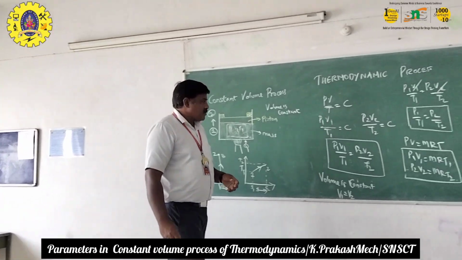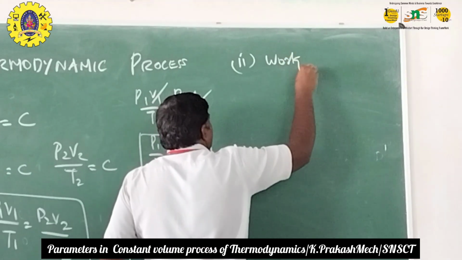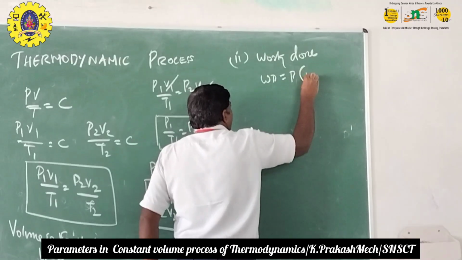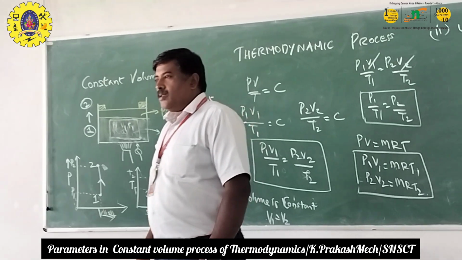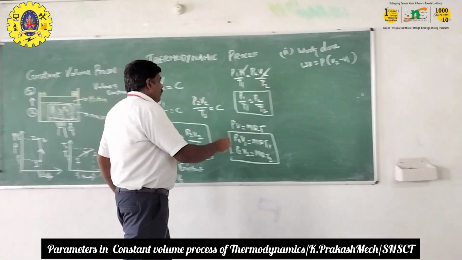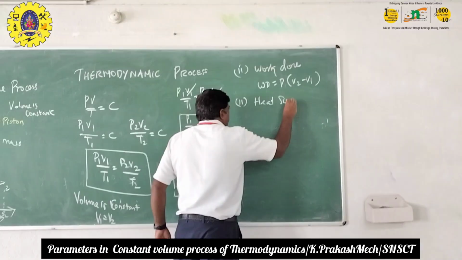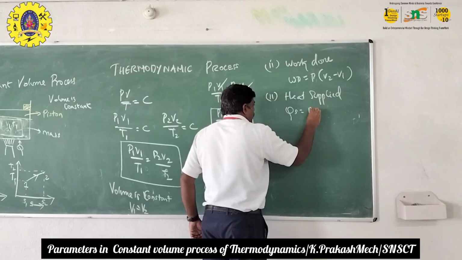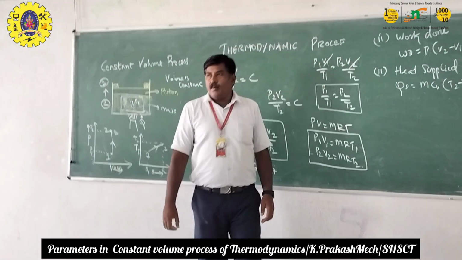Next, we are going for work done. The second one is work done. The formula for work done is P into V2 minus V1, pressure into V2 minus V1. By using this formula we can find out the work done. Next, heat supplied. Heat supplied, QS, is m CV into T2 minus T1. So this is the formula.